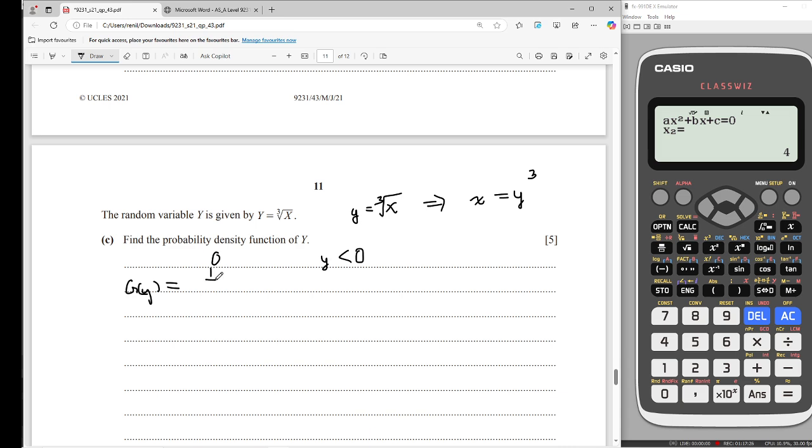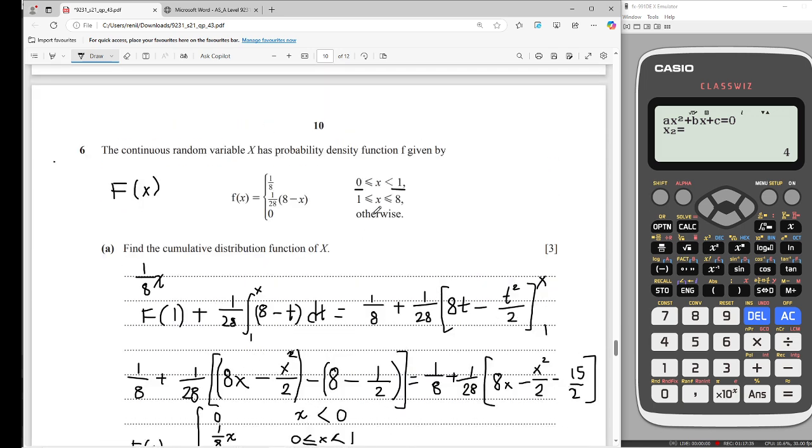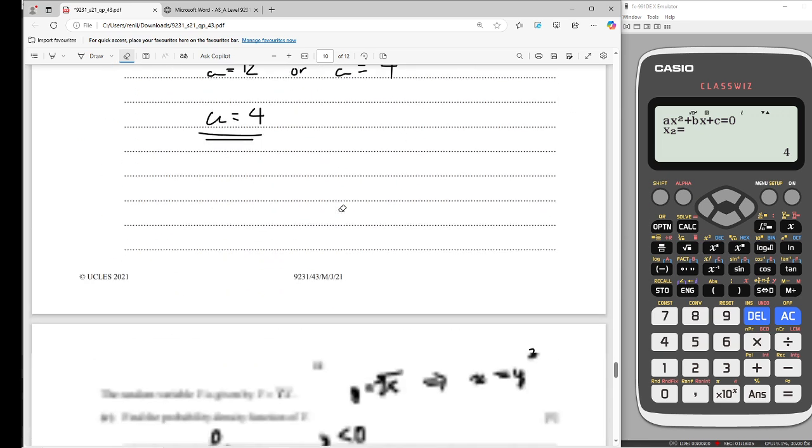Moving on, 1 by 8x. So that means 1 by 8 y cube, and this applies when x is between 0 and 1. That means y cube must lie between 0 and 1. So we've already simplified this and we got 0 less than or equal to y. However, for y cube less than 1, we need to find the cube root of 1. That is just going to be 1 itself. So we found our range for when y cube is substituted for x.